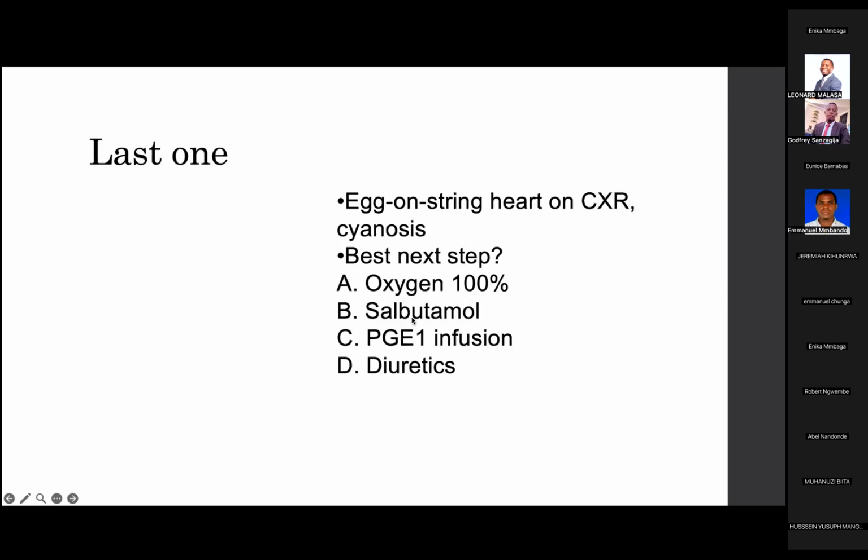All right. Last one is egg on a string heart on X-ray, and the patient is cyanotic. The best next step. Again, I'm trying to emphasize this because I had a recent case of a similar neonate. Day 1 is okay. Day 3 crashes and comes to the hospital blue. We give them oxygen and the color starts changing to pink, all right? But the oxygen is not improving, right? So we did give oxygen, but the best next step in such a situation would be prostaglandin E1, which unfortunately we did not have, and we lost the kid.